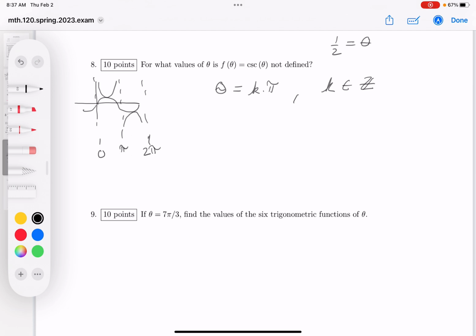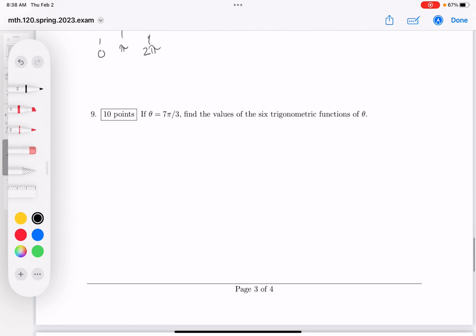For what values of theta is f of theta equals cosecant of theta not defined? The cosecant's a reciprocal of sine. So I'm pretty comfortable that it's going to be any integer multiple of pi. So I'll put a box in this over here. Again, with the understanding that k is any integer. You could also write down integer multiples of pi if you want.